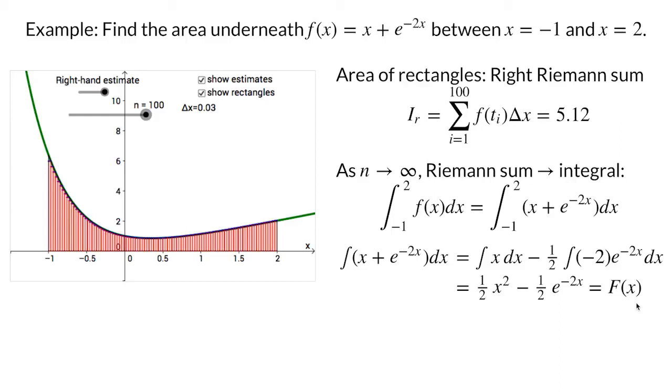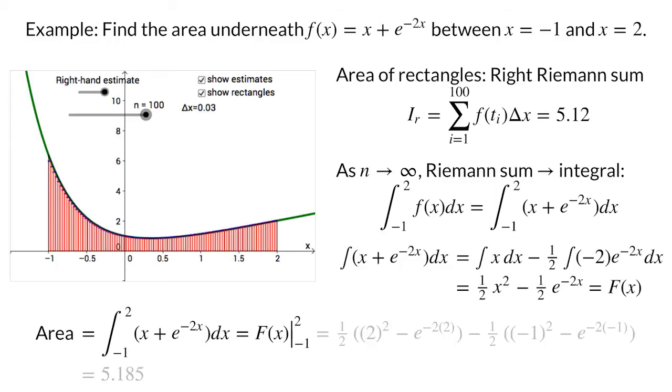We didn't need to add an arbitrary constant c here because we are computing a definite integral. By the fundamental theorem of calculus, the definite integral defining the area under the curve is simply this antiderivative, F of x, evaluated at x equals 2, minus the same F of x, evaluated at x equals negative 1. We plug in those numbers to find that the area under the curve is approximately 5.185.